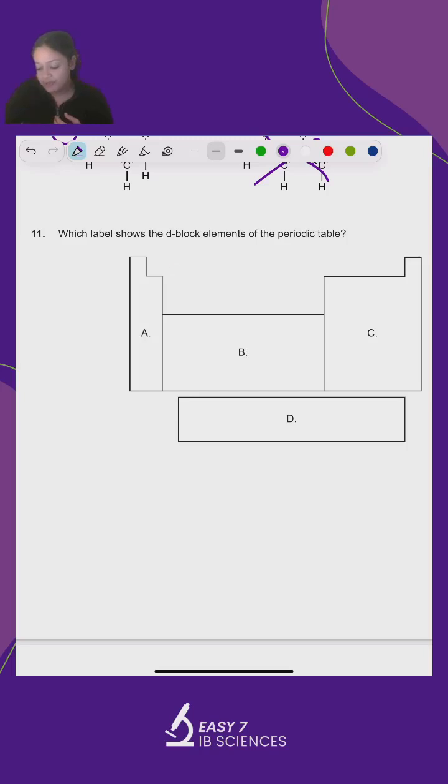We know that this is not our D block. This is our S block. We know this is our P block. We know this is our D block. And we know that we don't know anything about this block and we're just going to leave it alone. So therefore, the correct answer is B.